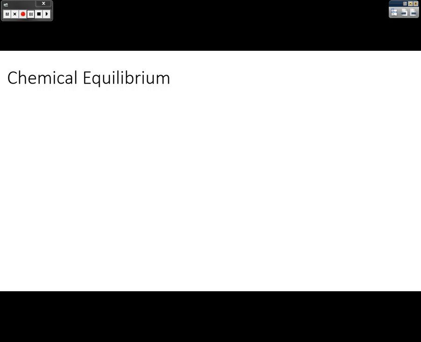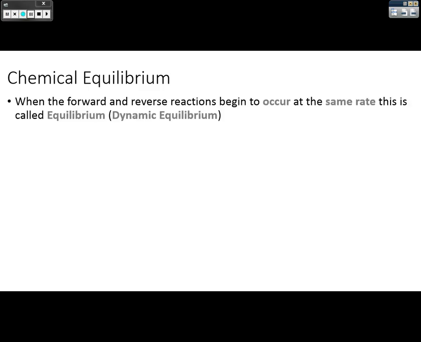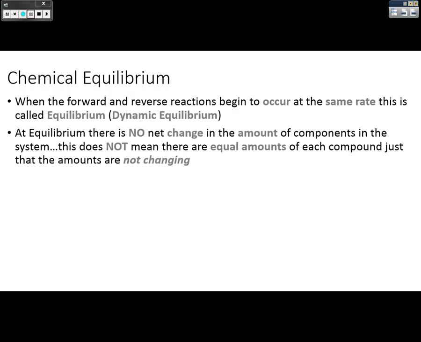Now there's something called chemical equilibrium, which is kind of the big part of this unit that we're going to be talking about. Equilibrium occurs when a forward and reverse reaction begin to occur at the same rate. It's called equilibrium or dynamic equilibrium. What this means is that at equilibrium, there's no net change in the amount of components in the system. This doesn't mean that there are equal amounts of each compound, just that the amounts are not changing. So we're no longer producing more reactants or more products. It's occurring at the same rate, so that as we produce products, we're also producing reactants. So overall, there's no net change.